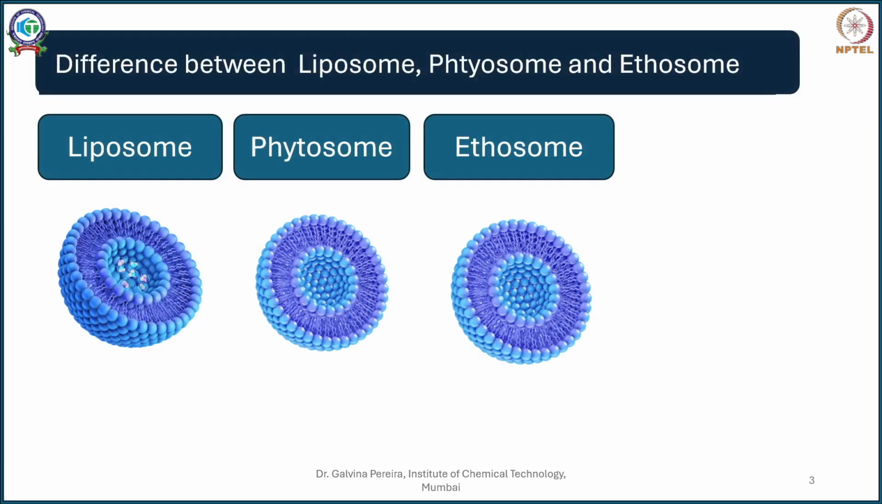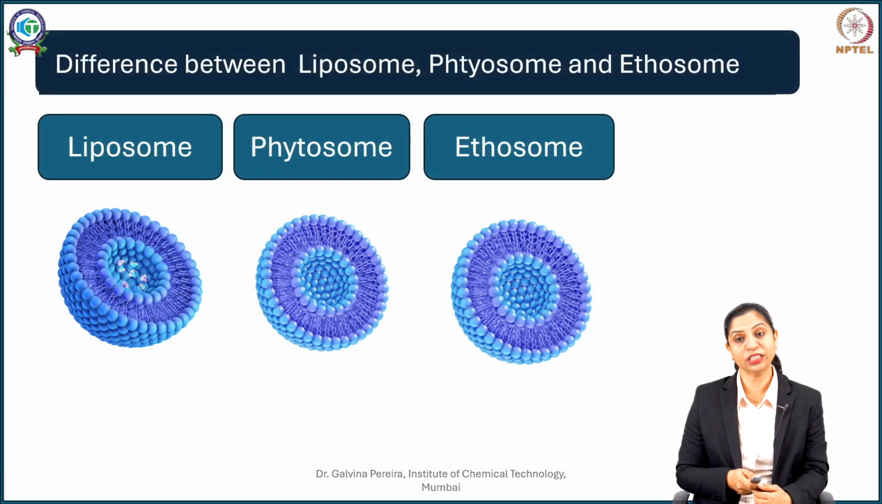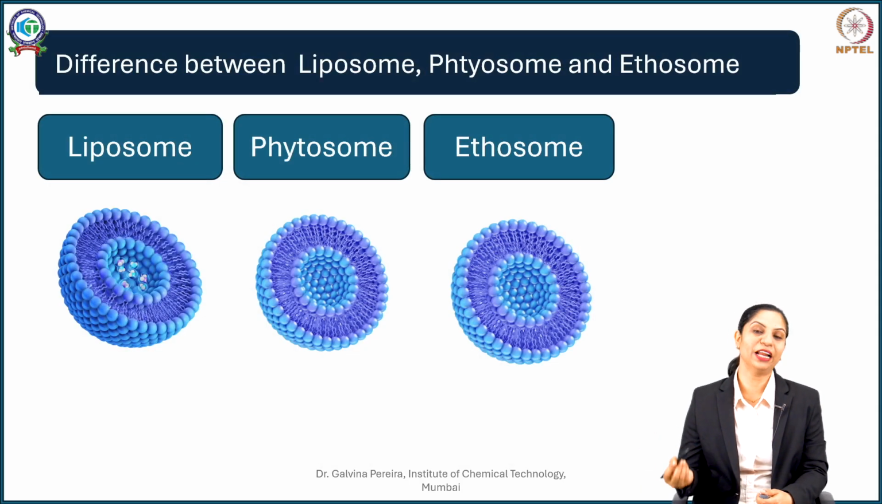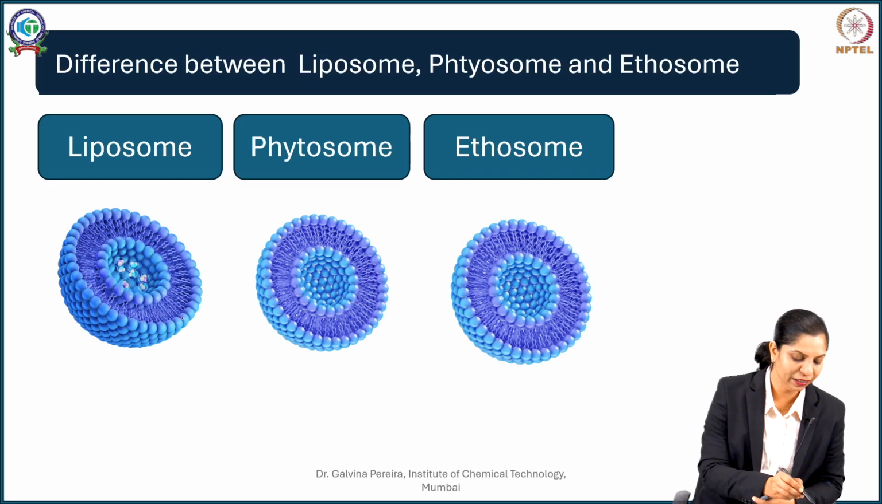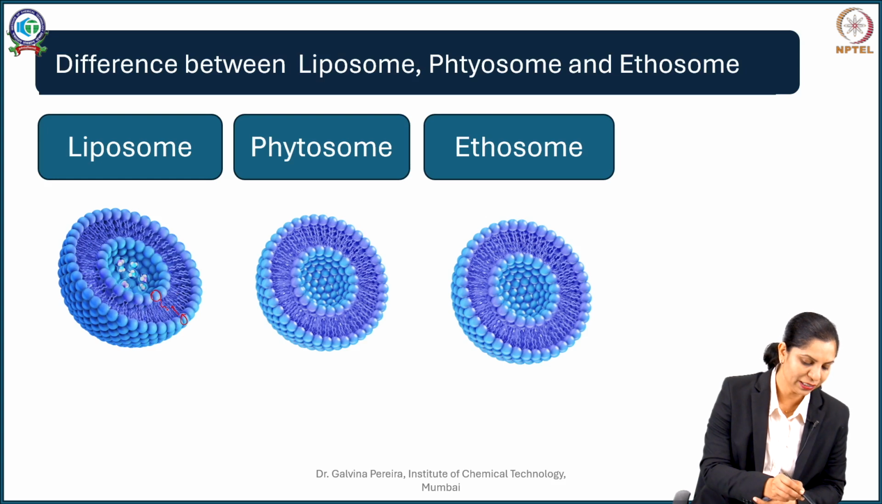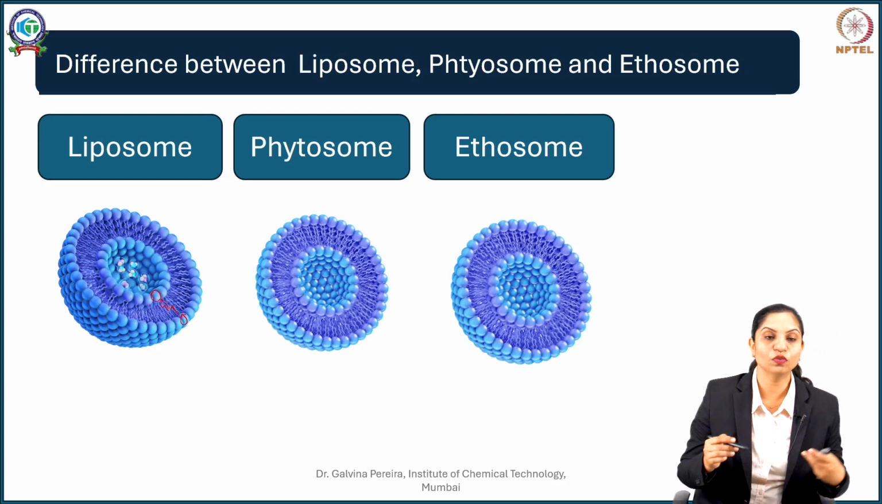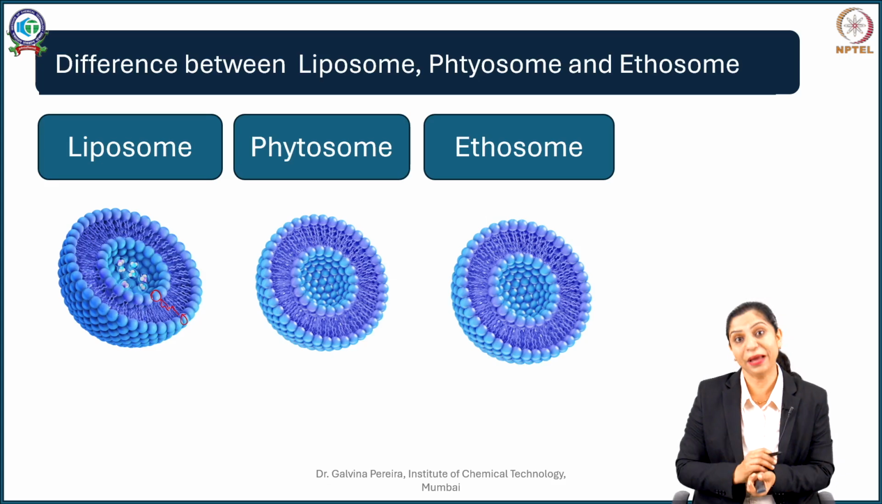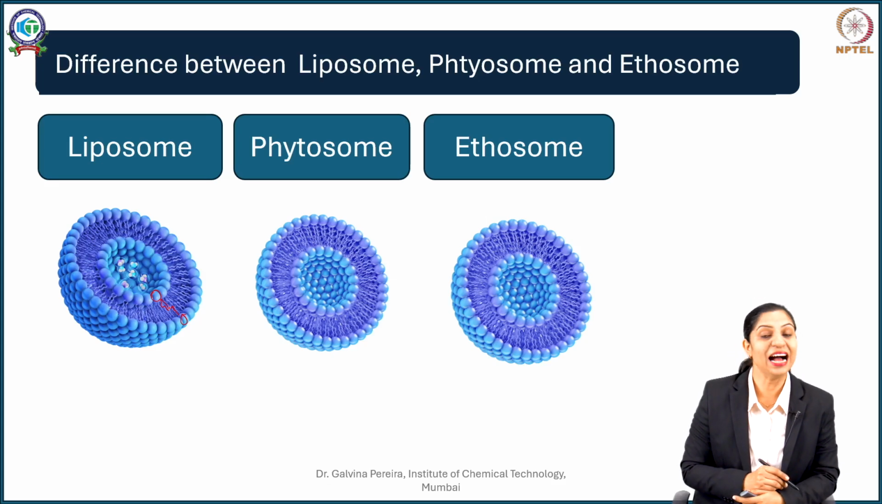So what is the little difference between the liposomes, what we saw previously, the phytosomes, and ethosomes? Liposomes are the simplest or mother of all these drug delivery forms, in which you have a phospholipid bilayer. You can see clearly these are the polar heads and these are the non-polar chains. When this bilayer folds to form spherical structures, we call them liposomes.